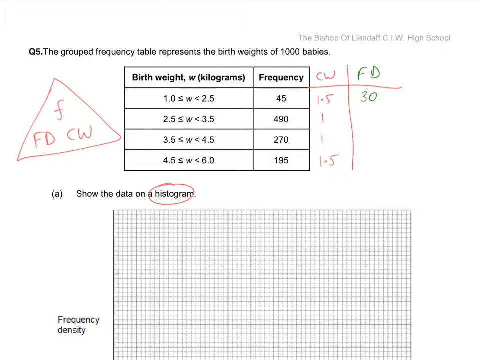The next one's really easy. 490 divided by 1 is 490. And the next one is 270 divided by 1, which is also 270. And 195 divided by 1.5 comes to 130.